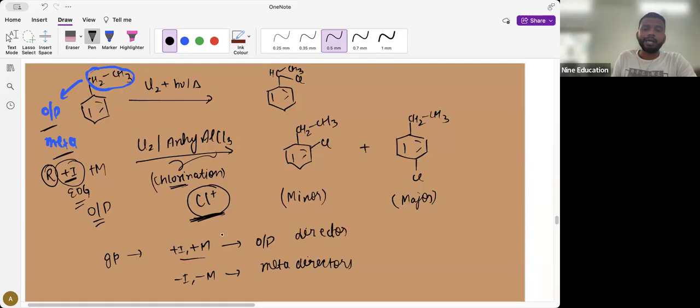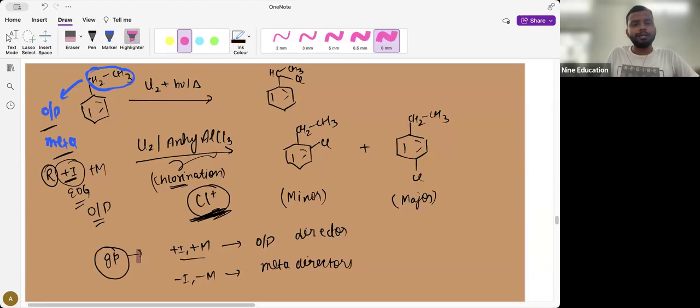This tells the incoming electrophile to go at the meta position, or go at the para position. So the person sitting on the benzene will tell where the electrophile will come. The group present on benzene will tell us that the electrophile should come at ortho or para or meta, right? This is the ortho position, this is the para position, right?